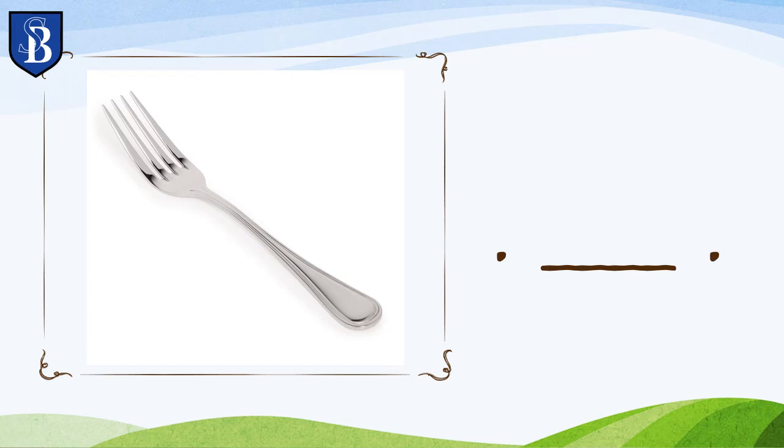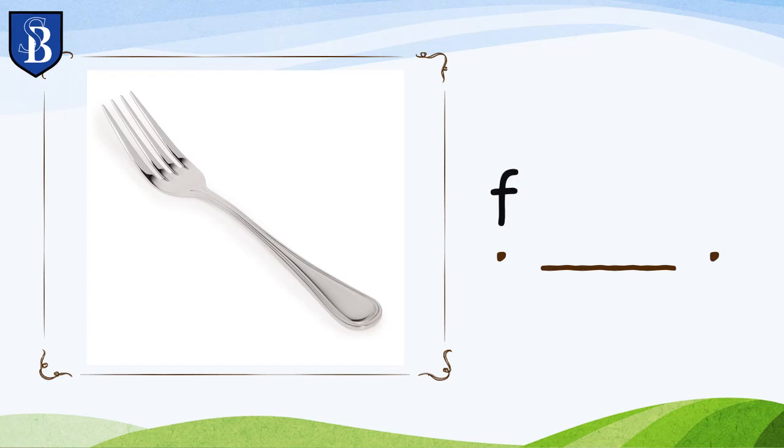What do you think you can see in this picture? That's right, it's a fork. Fork has 3 sounds, but we're going to need 4 letters when we write it down. Can you try writing the word fork on your paper? Let's see if you were right. Let's see if you were correct.